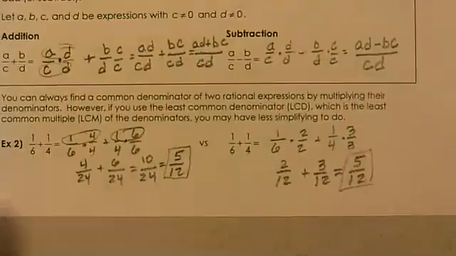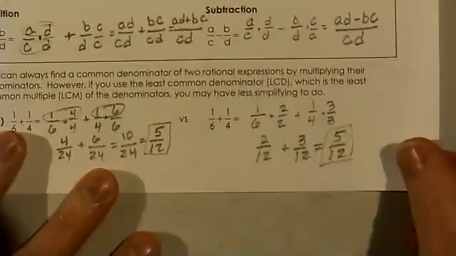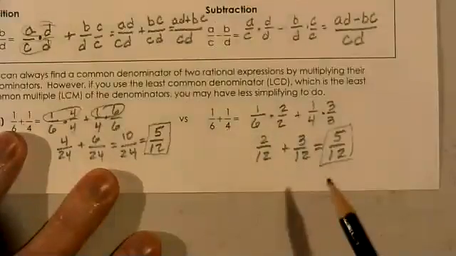And I did not have to do any reducing because I kept my numbers to the least common denominator, not just a common one. Another way to help us determine that 12 is the number we're going to use, because 6 and 4 both go into 12.